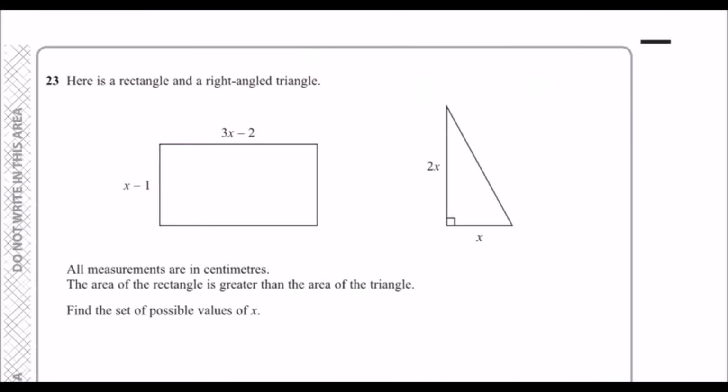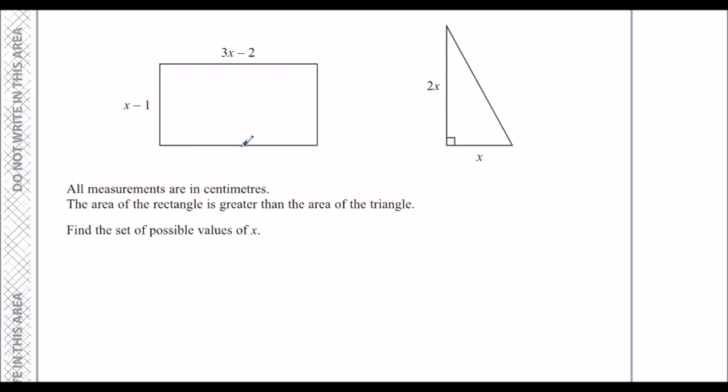Question 23. So we've got a right angle triangle and a rectangle, and the area of the rectangle is bigger than the area of the triangle. So the area of the rectangle, that's base times height, is greater than the area of the triangle, which is half base times height. Find the set of possible values of x.